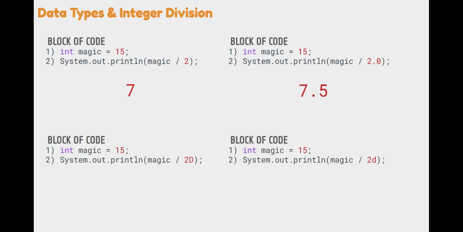So we have an integer divided by a double. We're going to get our answer as a double. And same thing on the bottom right, 2 lowercase d is another way of writing that double literal 2. We have an integer divided by a double. We'll get our answer as a double.